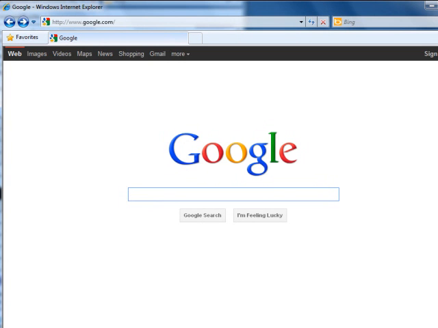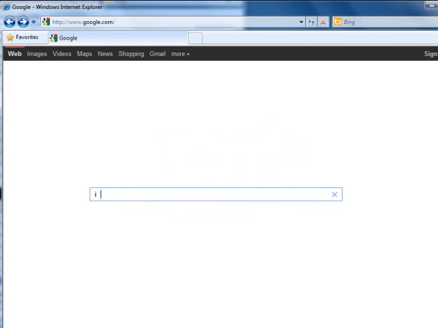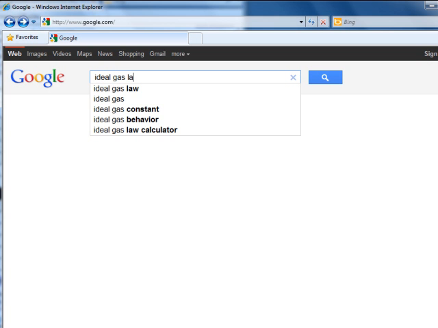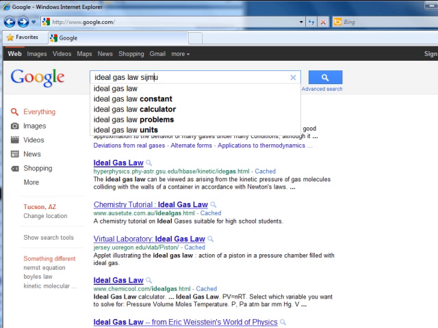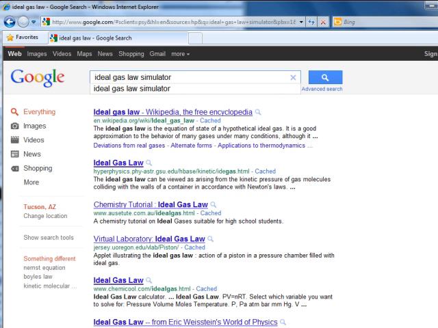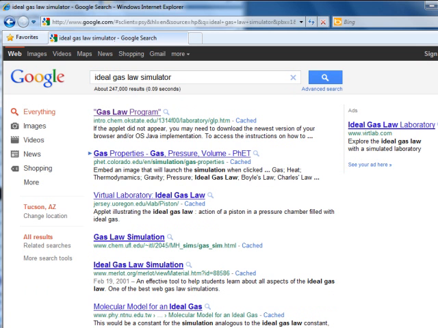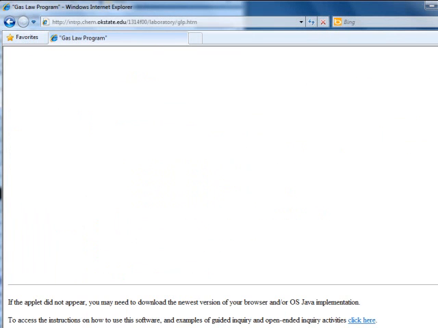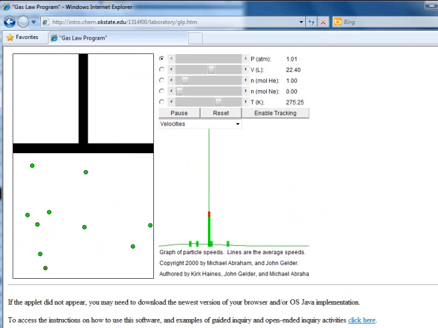So if you do want to access the simulator, open up a Google search page and type in Ideal Gas Law Simulator. There we go. And it should be the first link that pops up. It says Gas Law Program, and if you look at the URL, it's intro.chem.okstate.edu. Go ahead and click on that, and that will bring you to the simulator that we'll be using today.